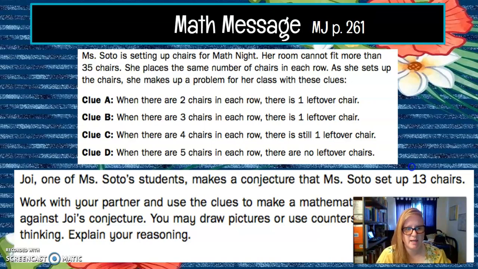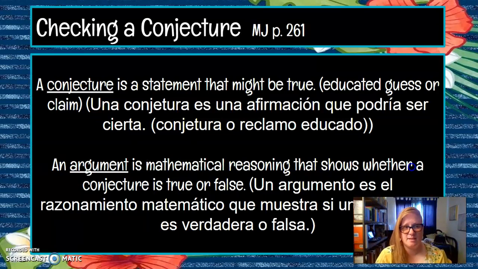And then we have a student, Joy. One of Miss Soto's students makes a conjecture. That's one of our words that we're going to go over in a moment. That Miss Soto set up 13 chairs. Work with your partner and use the clues to make a mathematical argument for or against Joy's conjecture. You may draw pictures or use counters to show your thinking. Explain your reasoning. So here are what these words mean. A conjecture is a statement that might be true, an educated guess or claim. So for instance, Joy's guess as to how many chairs there are in the room is 13. An argument is mathematical reasoning that shows whether a conjecture is true or false.